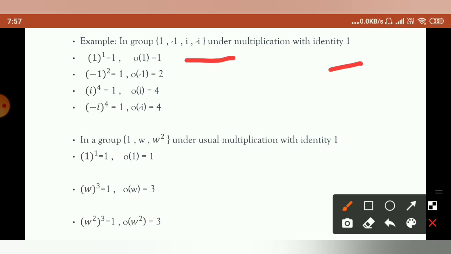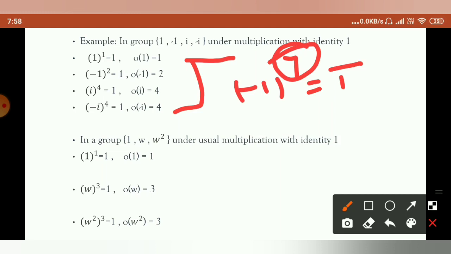So minus 1 raised to power 2 is 1, iota raised to power 4 is 1, minus iota raised to power 4 is 1. So these are the orders, because these are the least powers. We can have minus 1 raised to power 4 as 1, but 4 is not the least, 2 is. So order is the least positive integer which makes it equal to identity. Similarly, in the other group 1, omega, omega squared, you can find the order of each of the elements.